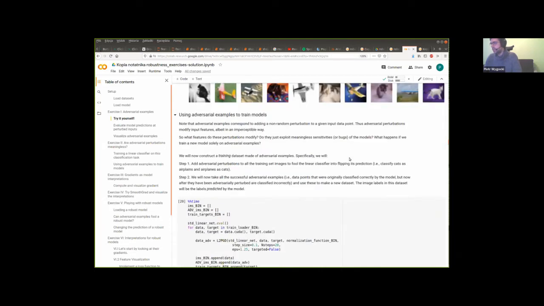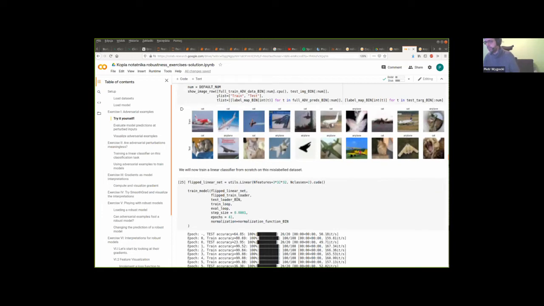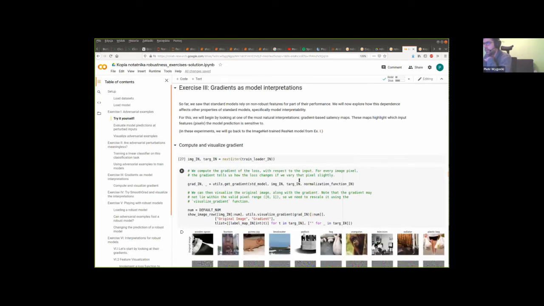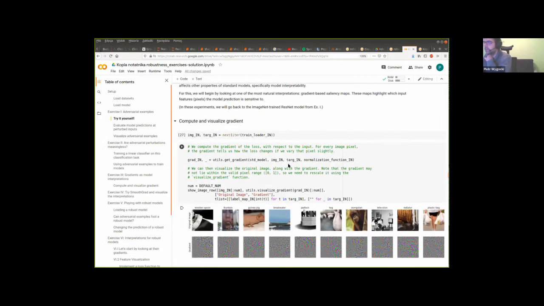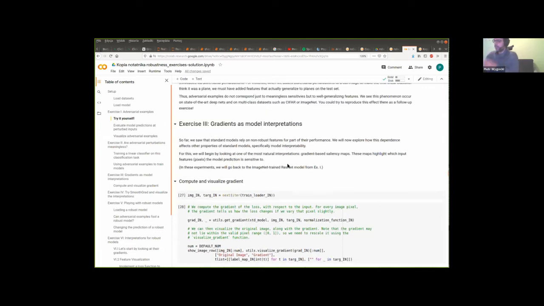Our next step is to do some visualization. I hope you are now familiar with these notebooks, and maybe we can go slightly faster. So there is this method of visualizing gradients. This is the next cell, you can run it yourself. This method is for visualizing your model. What you can do is compute the gradient on your inputs. And what does it actually tell you?